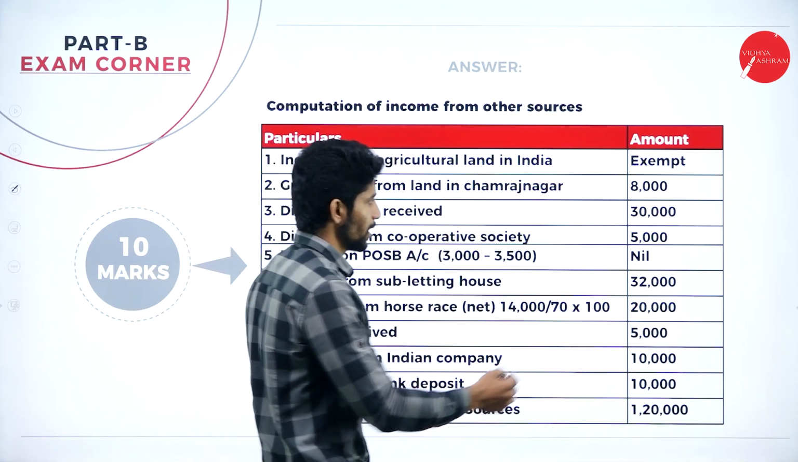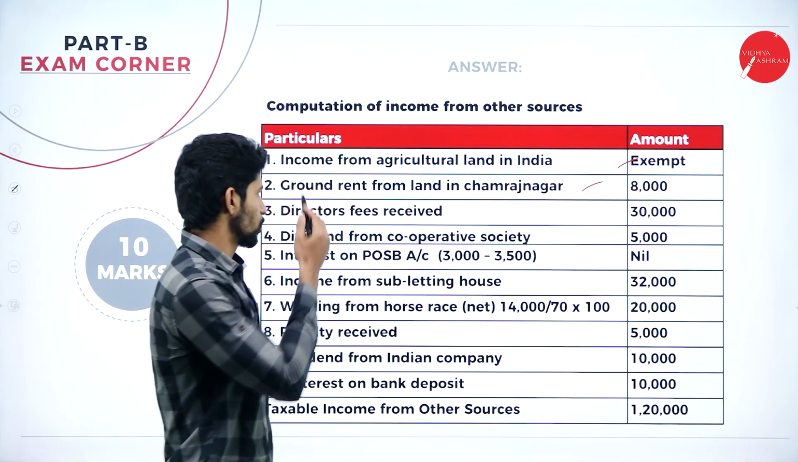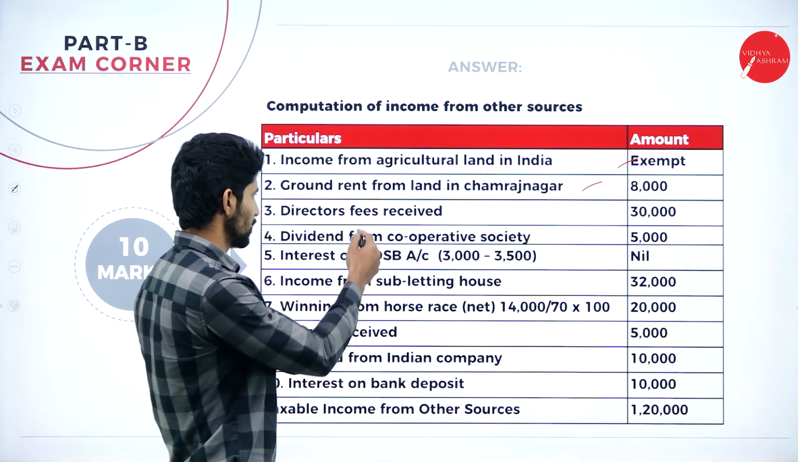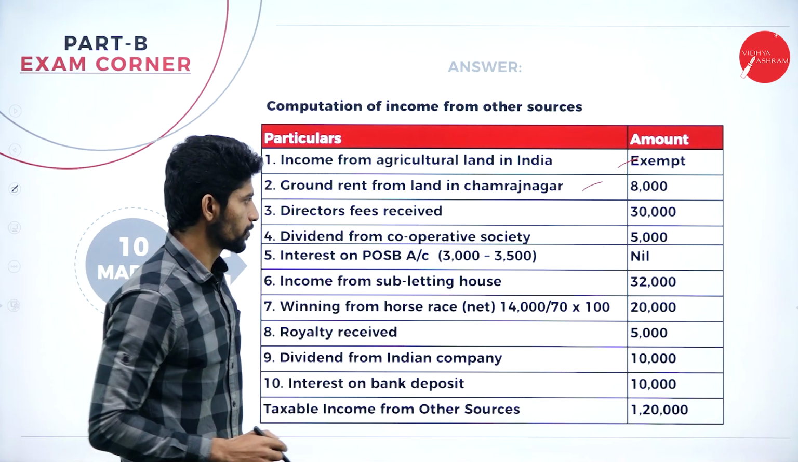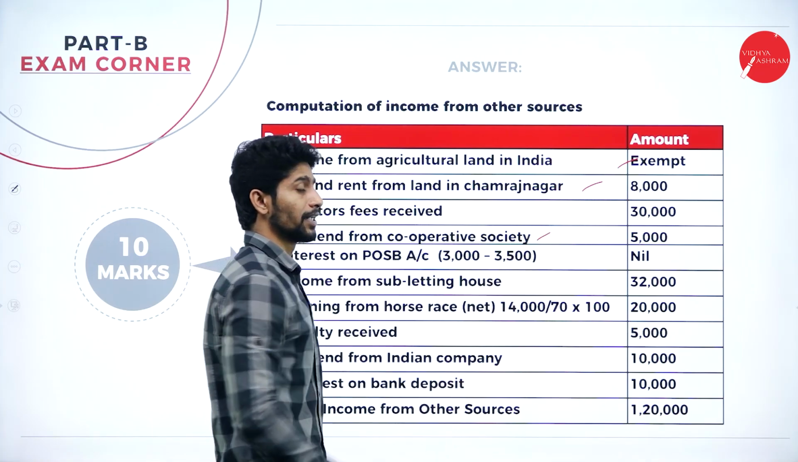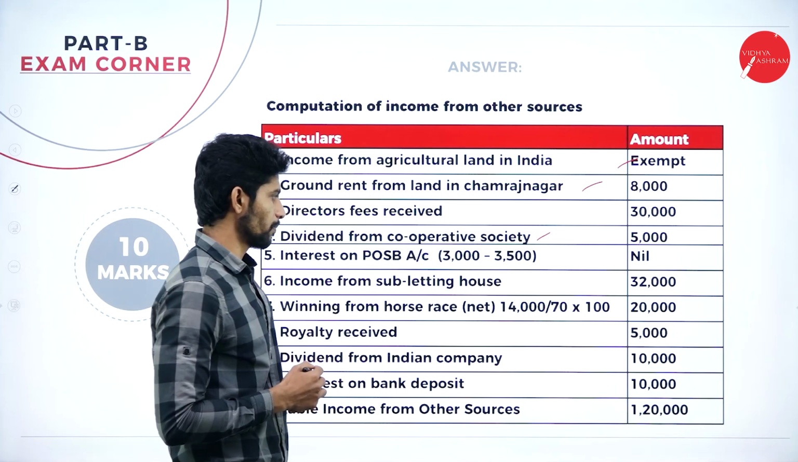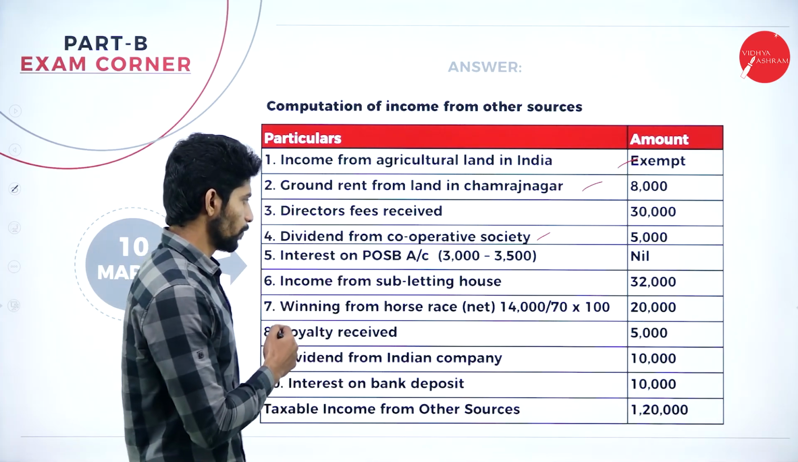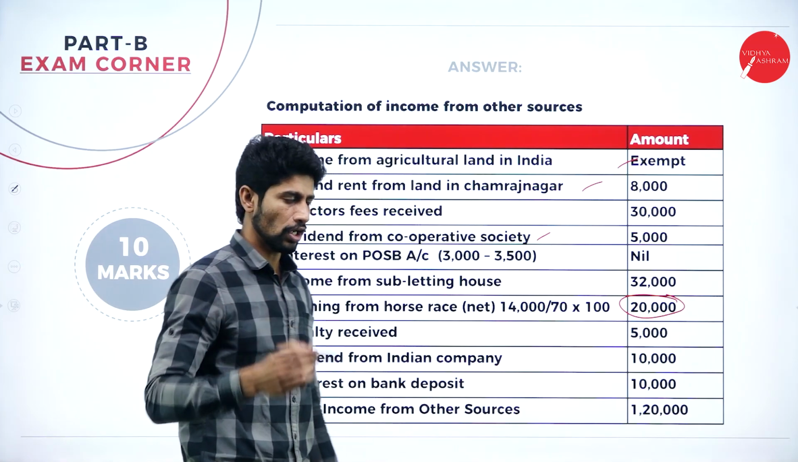So agricultural land is exempted. Next, 8,000 rupees, that is ground rent from land in Chamarajanagar, director's fees of rupees 30,000, and dividend from cooperative society of rupees 5,000, and interest on POSB account is obviously nil. Next, income from subletting of house 32,000. Winning from horse race, yes, you will get 20,000 if you make it gross.